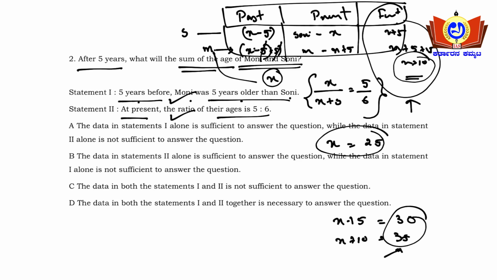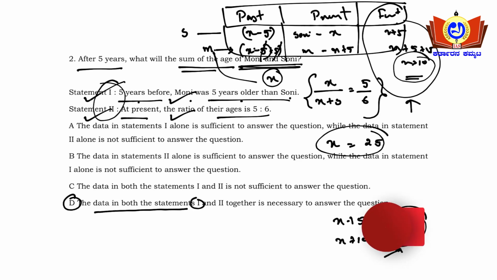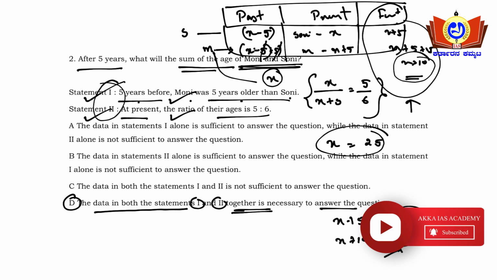The question asks: after 5 years, what will be the sum of the ages of Moni and Soni? Whether statement 1 alone is sufficient, or statement 2 alone is sufficient, or both statements are necessary to find the answer to the question. Hence by solving this we can say that both the statements are necessary to answer the question, hence option D, the data in both the statements 1 and 2 together is necessary to answer the question. This will be the right answer, my dear friends.